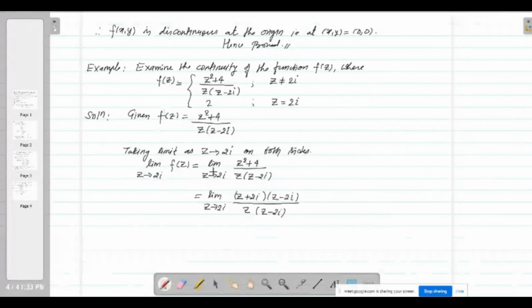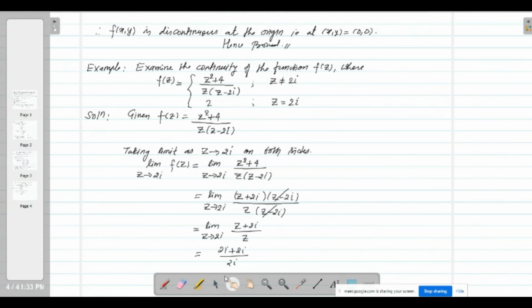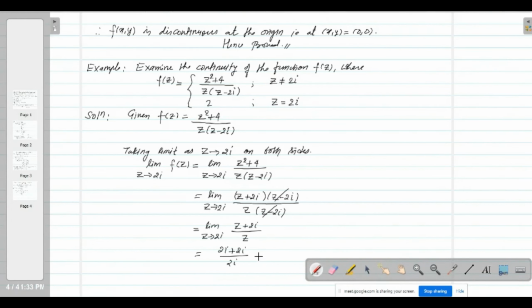Now z square plus 4 can be written as (z plus 2i) into (z minus 2i), divided by z into (z minus 2i). Here z minus 2i and z minus 2i cancel. What remains is the limit as z tends to 2i of (z plus 2i) divided by z. Applying the limit, putting 2i instead of z, we get (2i plus 2i) divided by 2i, which is 4i divided by 2i. The i cancels, so you get only 2.